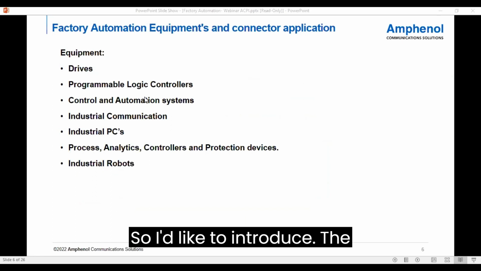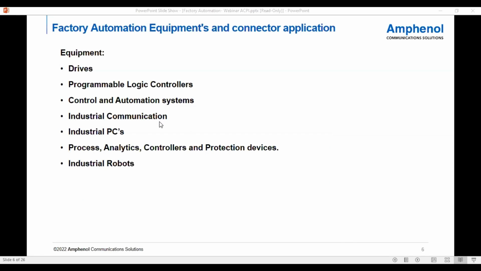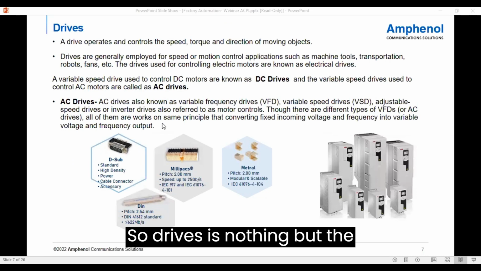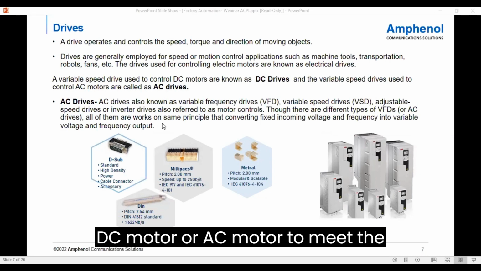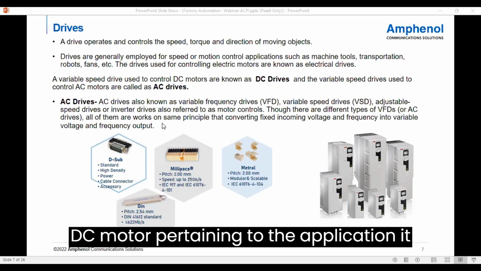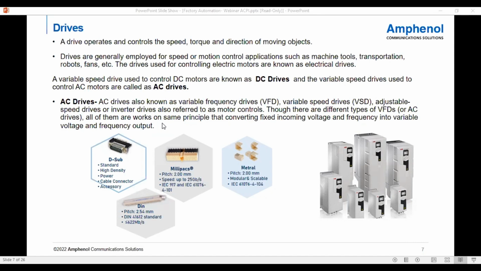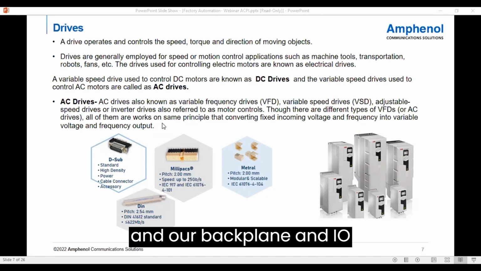So I'd like to introduce the major equipment used in factory automation, and we will discuss in detail the architecture of each of the devices. First, we'll start with drives. Drives are devices which operate and control the speed, torque, and direction of the object or the device. We are using electrical motors for this operation, and we can use either a DC motor or an AC motor to meet the requirement. Hence, it is classified as DC drives and AC drives. If we are using a DC motor pertaining to the application, it is called a DC drive, and if it is an AC motor, it is called an AC drive. Both the drives follow a similar type of architecture, and our backplane and I/O connectors are an ideal fit to their design requirement.